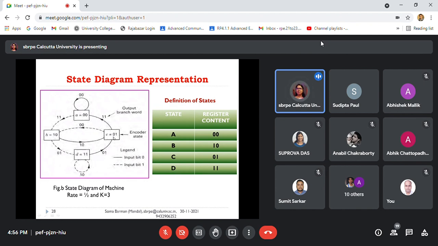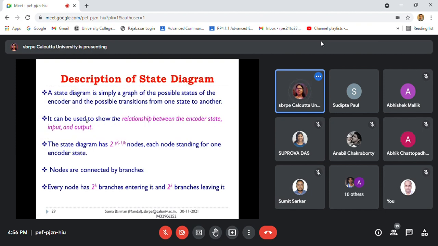So for each node, 2 branches are leaving the node, and entering the node are this branch and also this branch. So 2 are entering the node and 2 are leaving the node. That is 2 to the power k, where k means input, a single bit input. So you can get the idea of that from your state diagram.